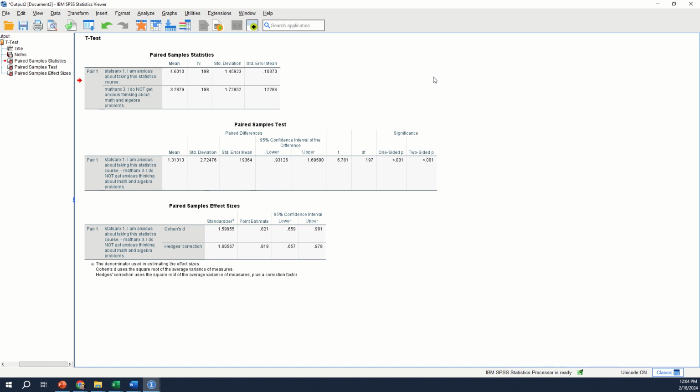The first table has our descriptive statistics, looking at the mean score for stats anxiety and math anxiety. We notice our N here, which is 198, and there's one big N because we have 198 responses for each outcome, since it's one sample with 2 different outcomes. So the N's match, and then we have the standard deviation for each outcome. Then we have the t-test table down here, and our Cohen's D in the 3rd table.